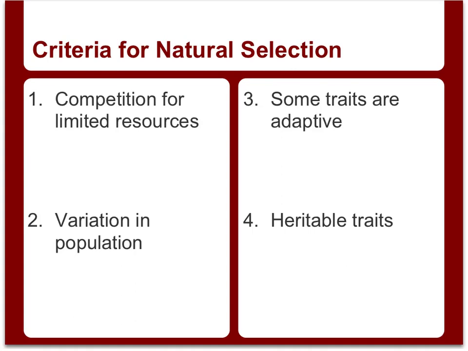We've talked about three different kinds of natural selection, or three different behaviors and how natural selection acts on populations and on traits. Now let's talk about the four different criteria necessary for natural selection to happen. This means that these criteria need to be present in order for a population to change or to evolve by natural selection.